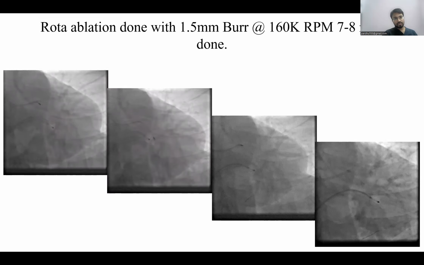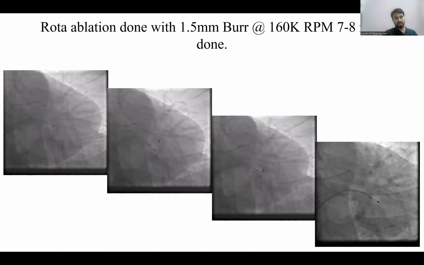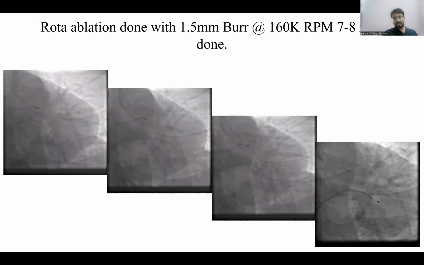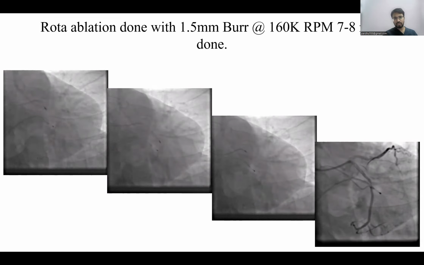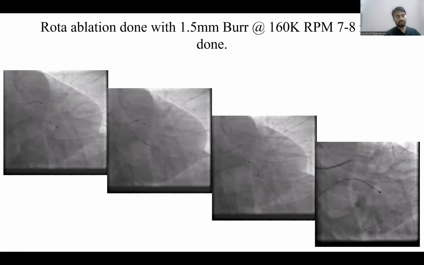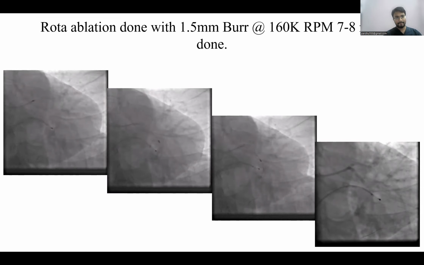So we went ahead with 160 RPM and ablated the proximal part of the stent and also the mid part of the stent. We were able to cross the stent within 5-6 passes. And after that, we did a polishing run of another 2 runs also. So we were able to cross the stent distally. And this is the check shot showing a well ablated mid part of the stent.